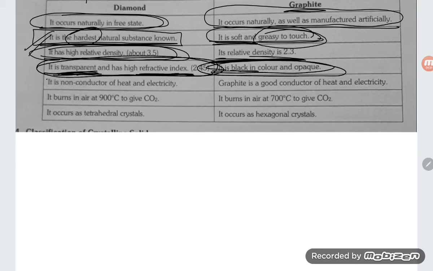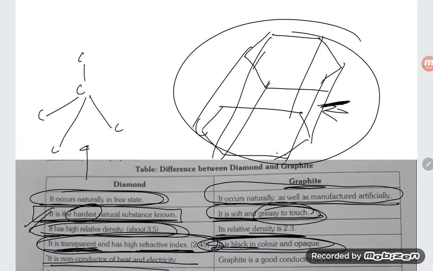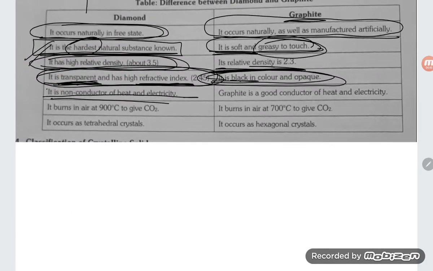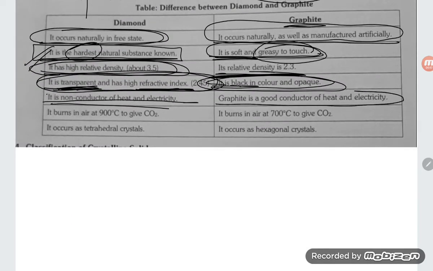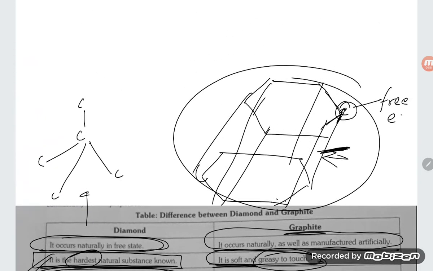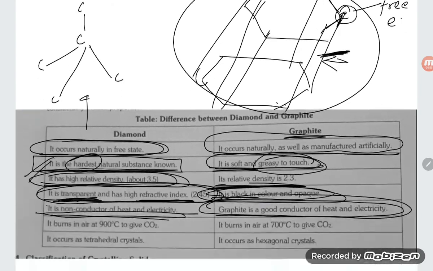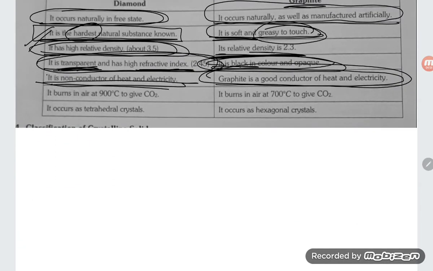Next, diamond is a non-conductor of heat. Why? Because all four bonds are involved. But here in graphite, how many bonds does each carbon have? Three. So because of the free electron in graphite, graphite is a good conductor of heat and electricity. But in diamond all the electrons are involved in bond formation, so it is an insulator.